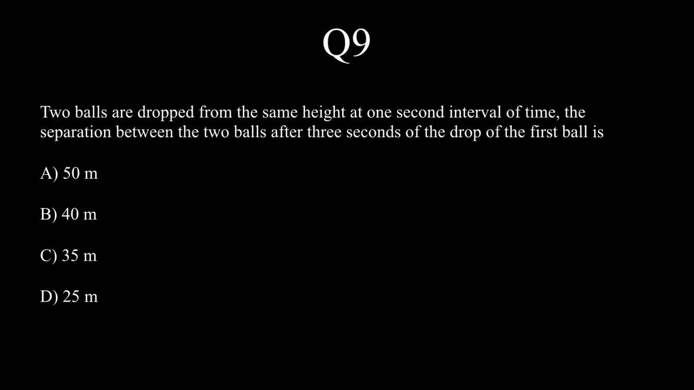Two balls are dropped from the same height at 1 second interval of time. The separation between the two balls after 3 seconds of the drop of the first ball is. This might sound very similar to the last question we did. The approach almost remains the same. Let us now try to get the analytical way out of it. So, two balls are dropped from the same height at 1 second interval of time. This is dropped at t is equal to t1, and this is dropped at t is equal to t2, which is t1 minus 1.